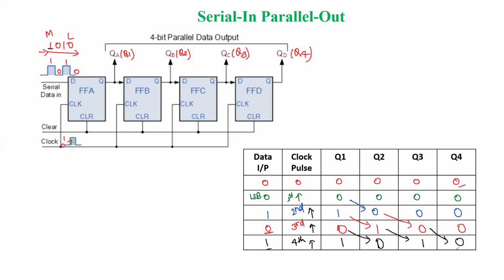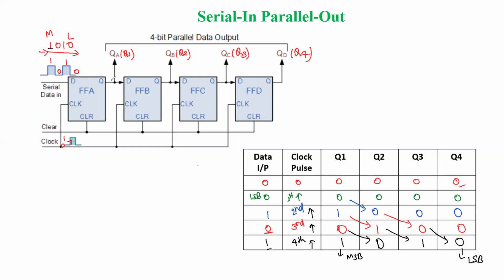So finally, whatever data we have given as the input, 1010. This one is our LSB bit and this one is our MSB bit. What you are seeing is that at the end of the fourth clock pulse itself, all the data inputs we have given are available as the outputs. Like this, we can save the number of clock pulses and in less time we can get all the outputs.